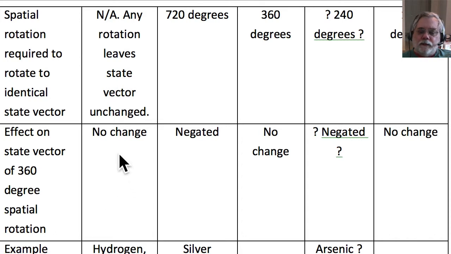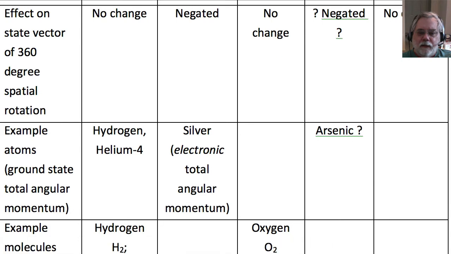There's no change for a particle with spin 0, 1, or 2. For a spin 1/2 particle, the state vector gets negated. Now, simply negating a state vector does not change any probabilities or expectation values, but the state does get negated. I believe a spin 3/2 particle its state would get negated also, but again, I couldn't find that in a book.